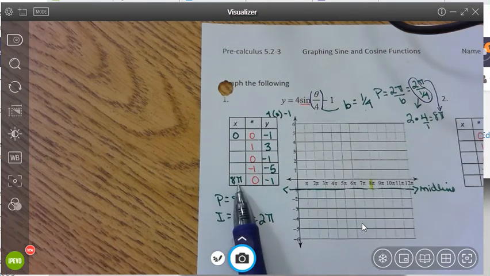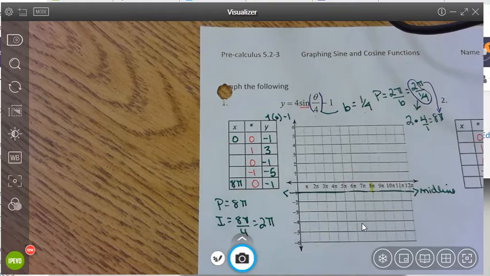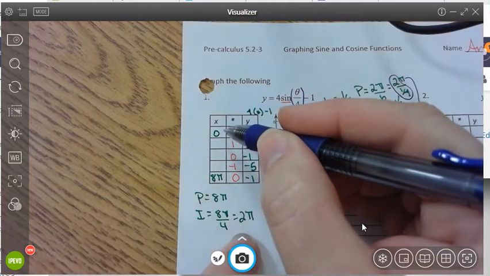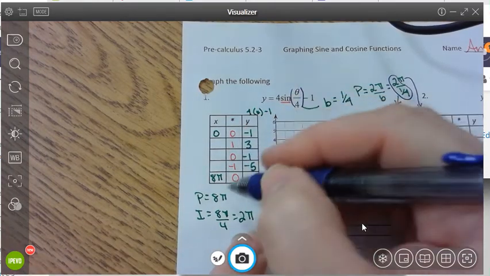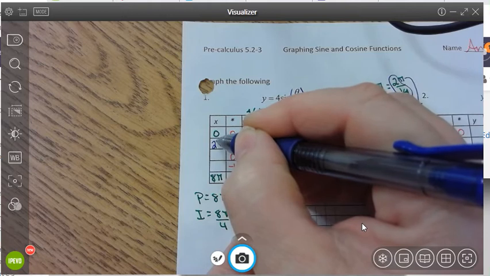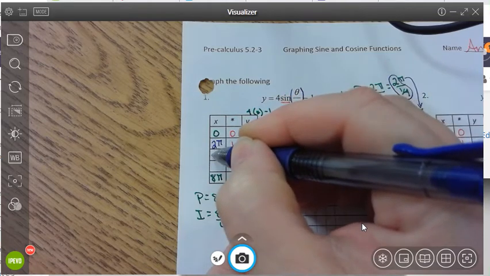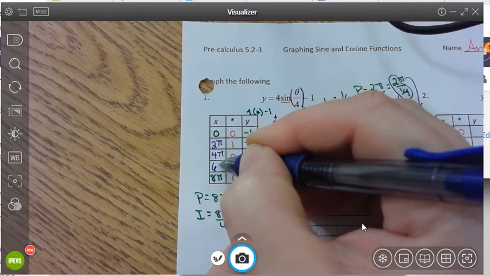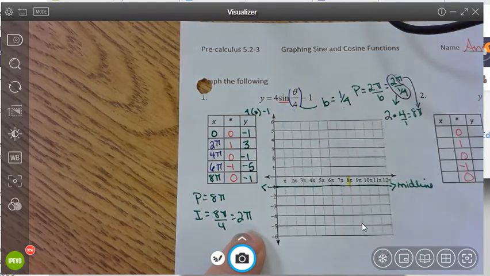And you're like, wow, that's kind of weird. 8 pi is huge. It's okay. If p is equal to 8 pi, that's the period. The increment is 8 pi divided by 4 because it's the period over 4. That gives me each increment's 2 pi. Watch how simple this is. So if I start with 0 and my increment is 2 pi, then all I have to do is add 2 pi to 0, and 2 pi plus 2 pi is 4 pi, and 4 pi plus 2 pi is 6 pi. You got it?